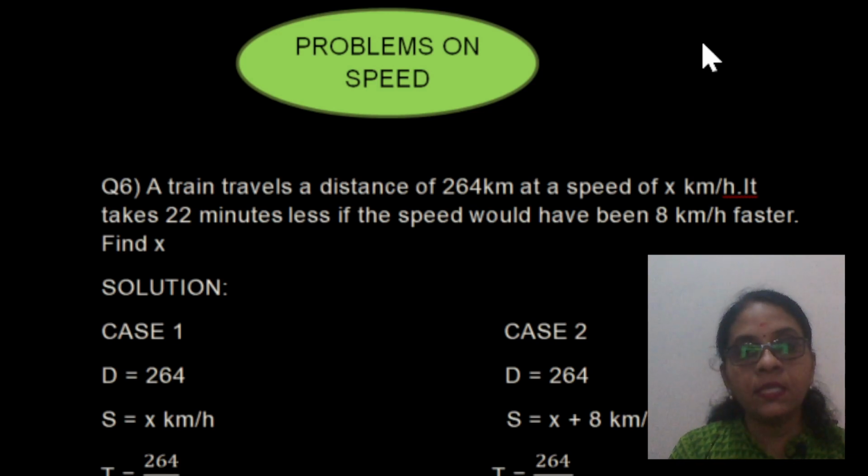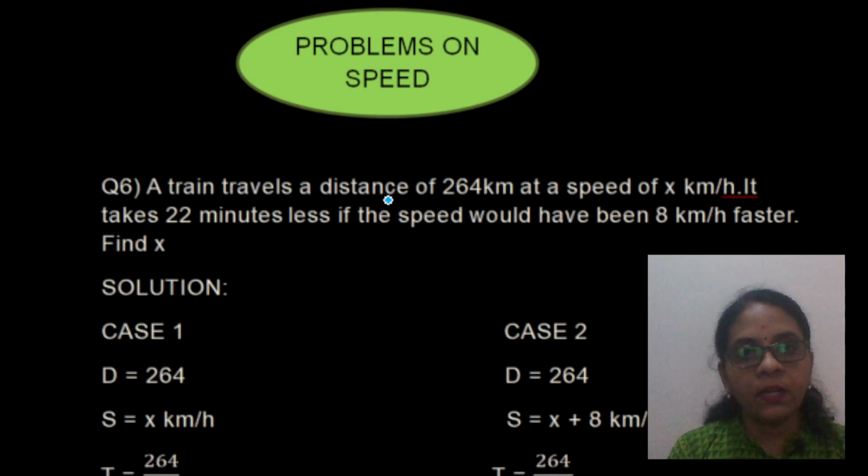So here, by increasing the speed of the train by 8 kilometers per hour, the time taken to reach a particular destination becomes 22 minutes less. So you have two cases here to observe, that is when the speed is normal and when the speed has increased. They are asking find x. So initial speed they have given in the question as x, otherwise sometimes you have to assume it as x.